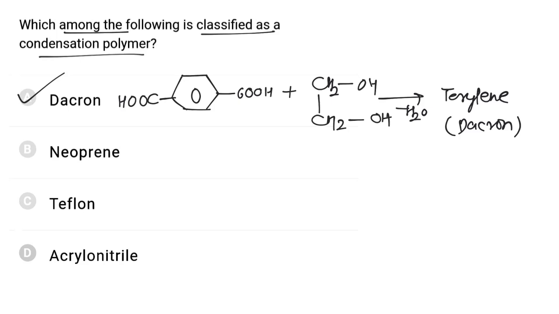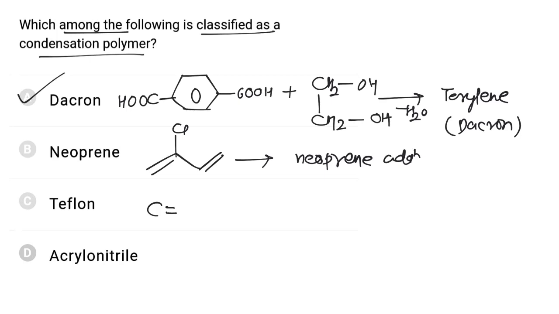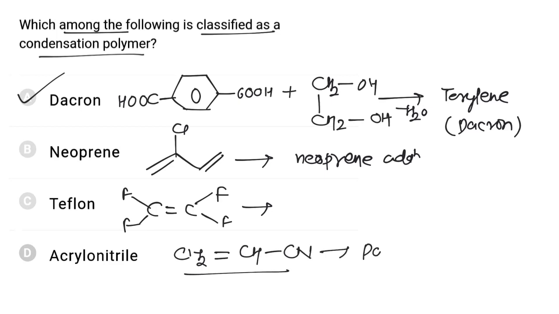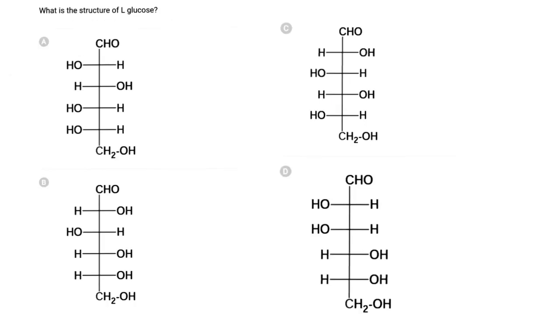Now, neoprene is a polymer of chloroprene. So, neoprene is formed from chloroprene and is an addition polymer. Teflon is formed from tetrafluoroethylene, so Teflon is also an addition polymer. Polyacrylonitrile is formed from acrylonitrile. They are all addition polymers except the first, and hence the correct answer is A.